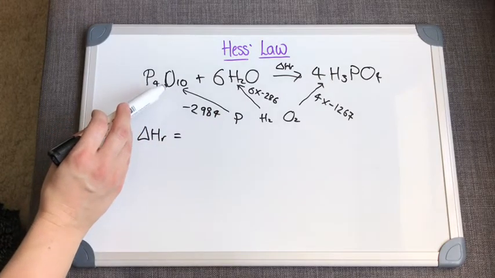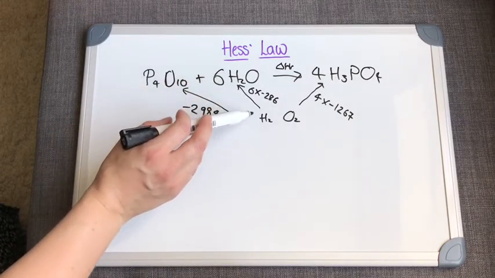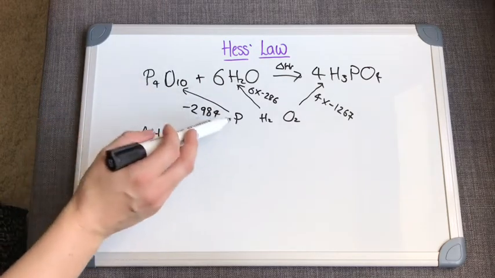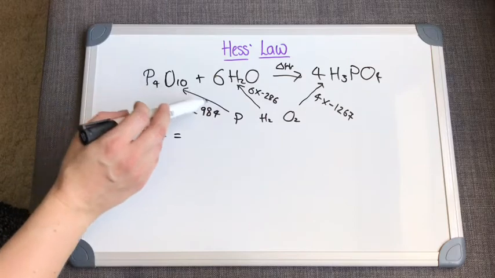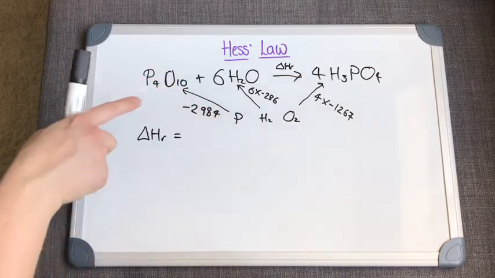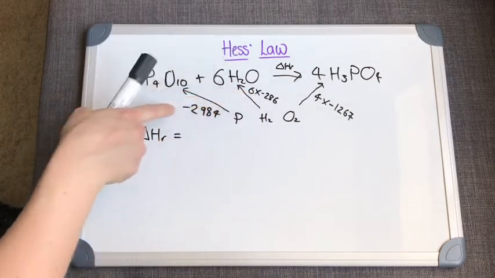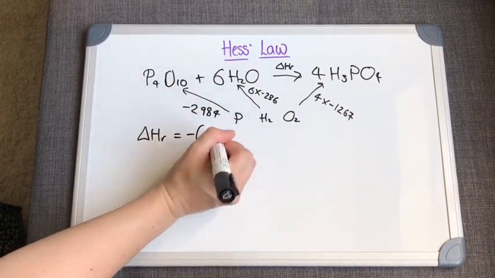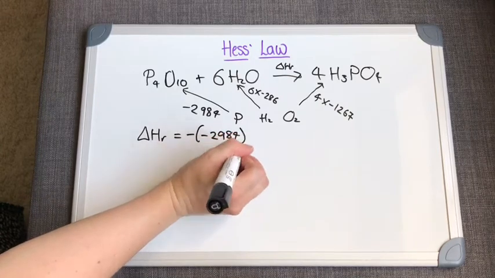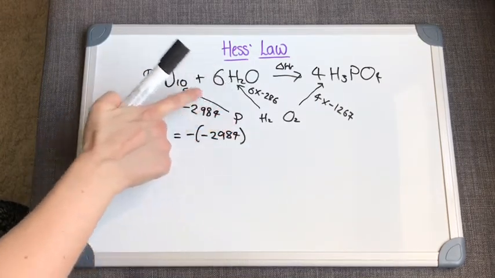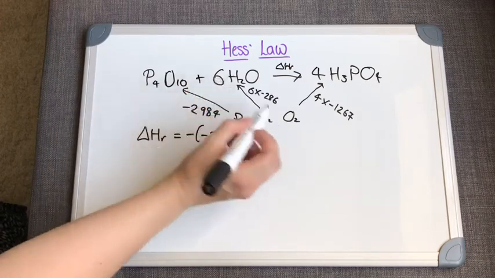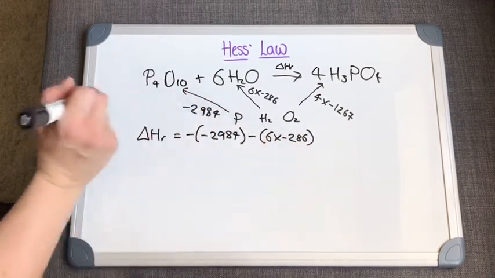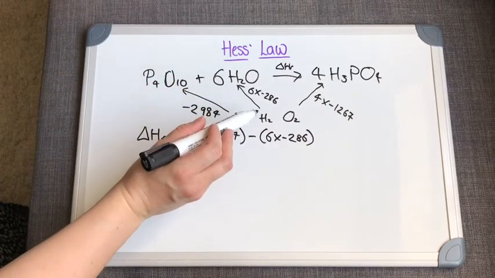So the tricky part here is that we're going the wrong way along these arrows. These values are for the formation, but we're breaking them back up again essentially into their elements, the way that we're going around the table. So what we want is to reverse the signs of all of these. So I'm going the wrong way along this arrow, so I'm going to do minus 2,984, because it's going to be the opposite of the enthalpy change for the formation, and minus 6 times minus 286. Again, we're going the wrong way along the arrow.